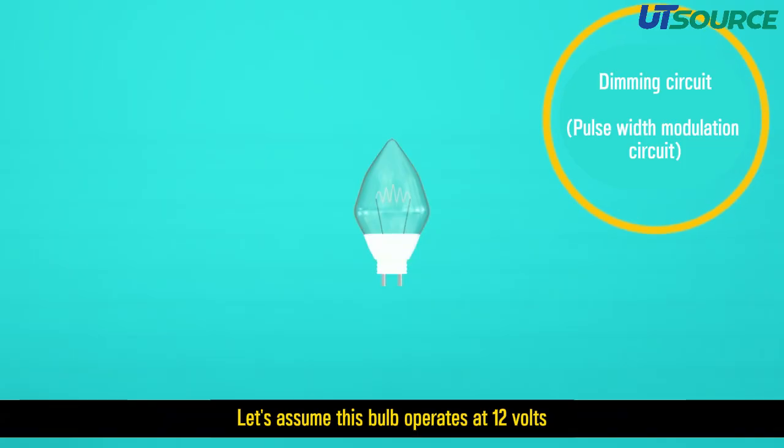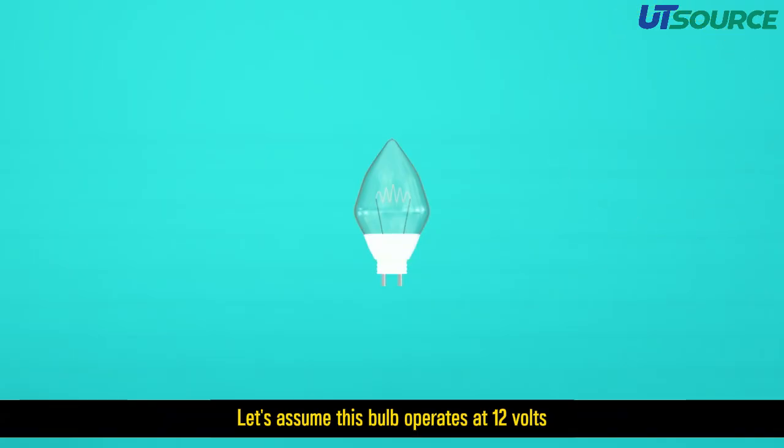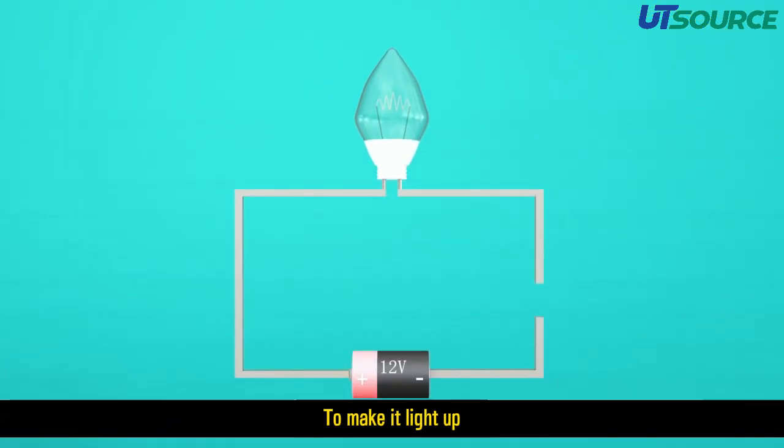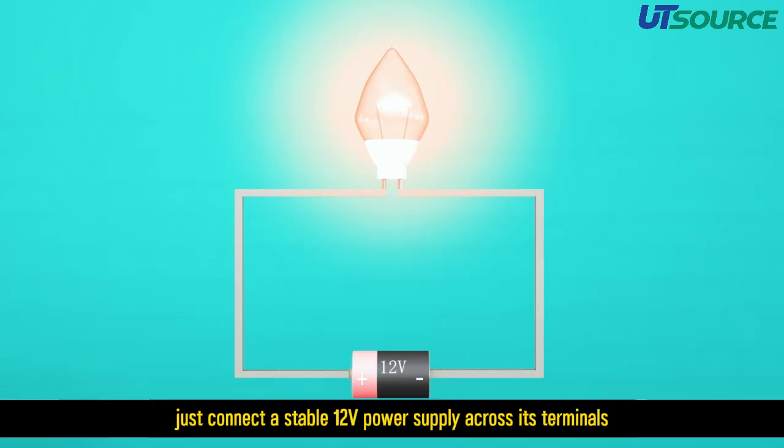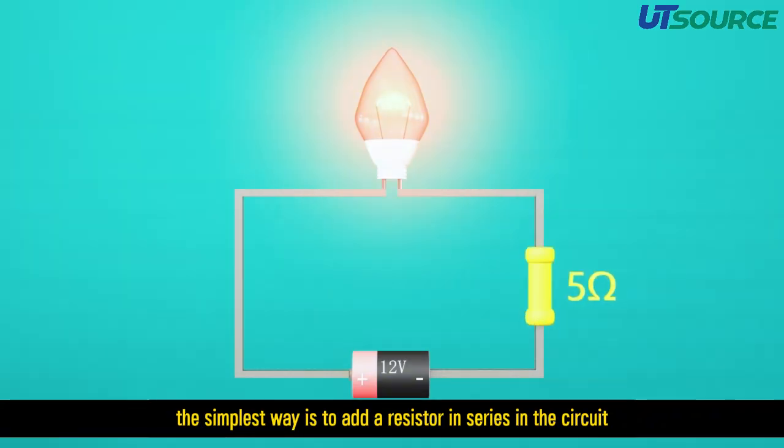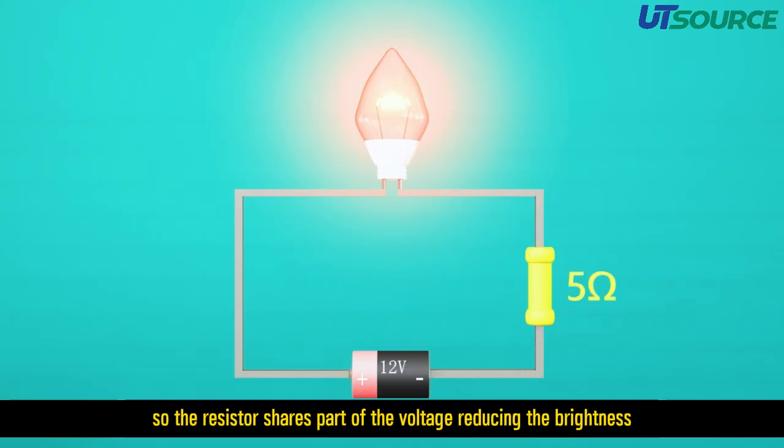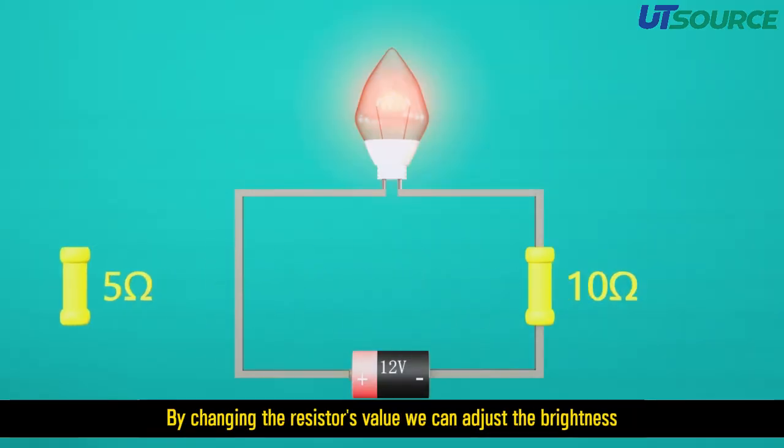Let's assume this bulb operates at 12 volts. To make it light up, just connect a stable 12 volts power supply across its terminals. To change the brightness, the simplest way is to add a resistor in series in the circuit. So the resistor shares part of the voltage, reducing the brightness. By changing the resistor's value, we can adjust the brightness.